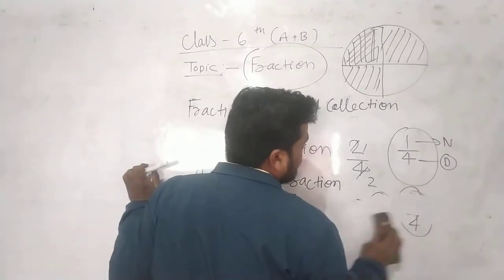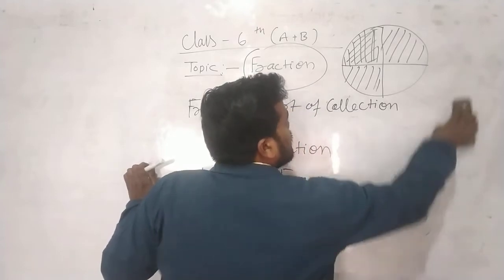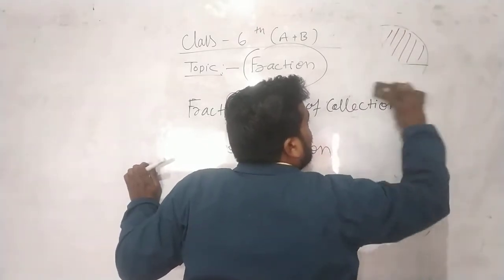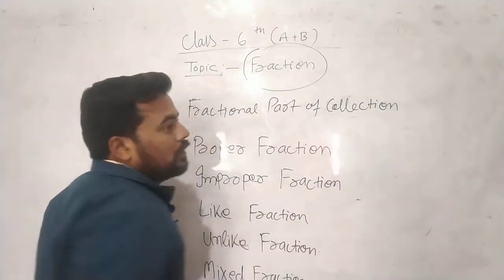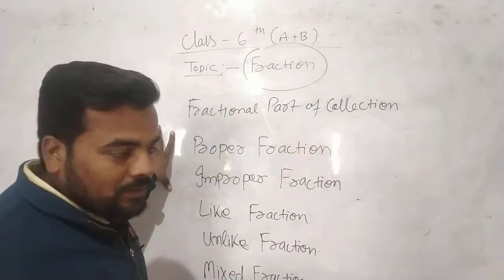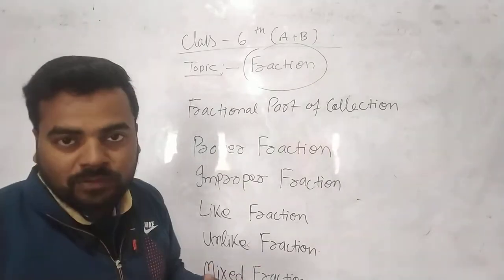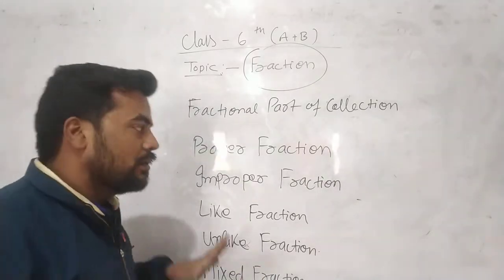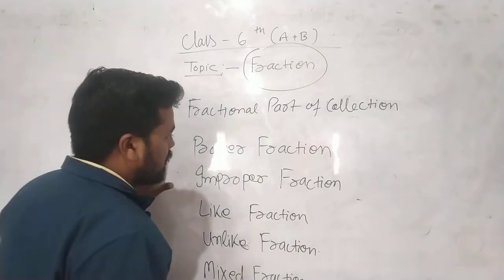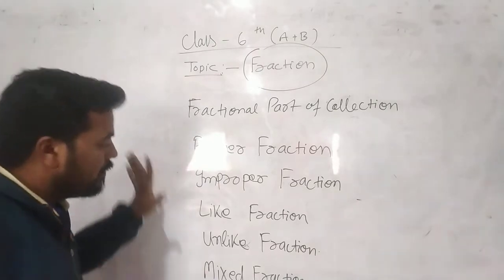In a fraction, two things: first is numerator, second is denominator. The upper part is known as numerator and the down part is known as denominator. Now, how many types of fraction? There are so many types of fraction in R.S. Agarwal. There are so many types of fraction in NCERT. There are also so many fractions. So first we discuss proper fraction, improper fraction, like fraction, unlike fraction, and mixed fraction.